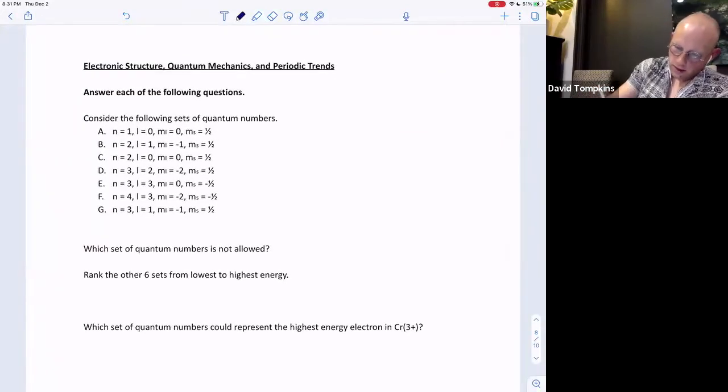And n, of course, is an integer. It tells you about the principal quantum number, the energy of the electron in a given orbital. And it just has to start at 1 and go up as integer values. And then L can be anywhere from 0 up to n minus 1, integers only.